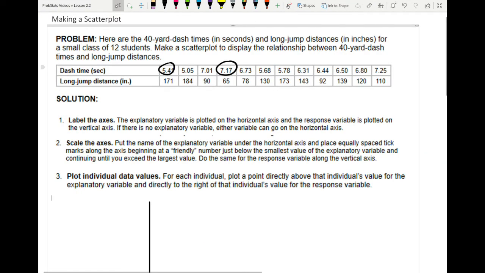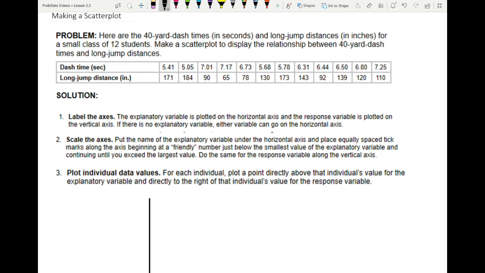So now if you think about it, that makes sense, because if you're having a longer dash time, that means that you're actually going slower, so you have less speed. And so we can kind of see that a faster speed probably corresponds to a greater long jump distance. So we can see a relationship between those two. Therefore, we'll say that the dash time is the explanatory variable.